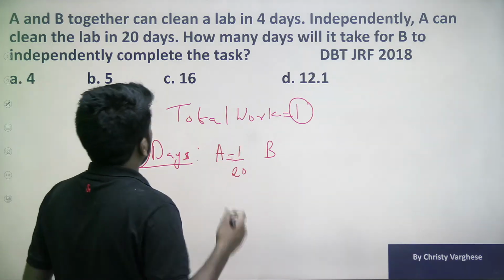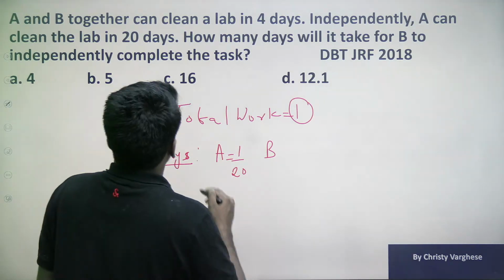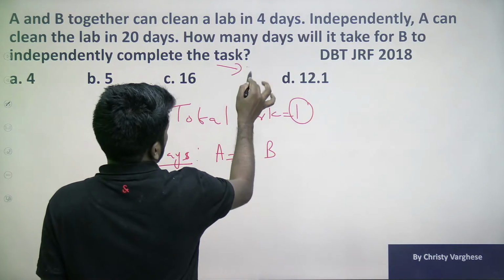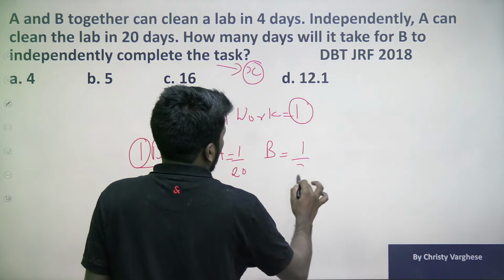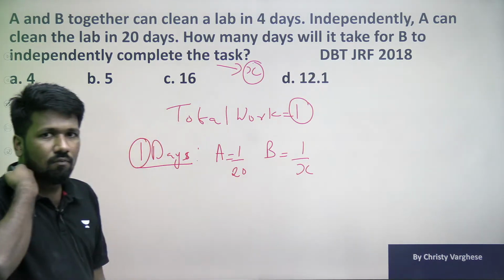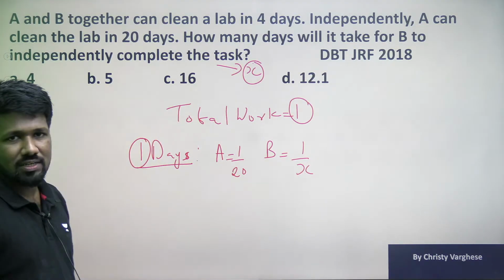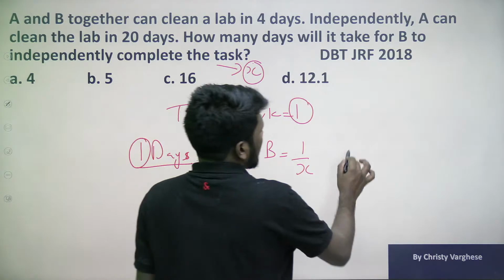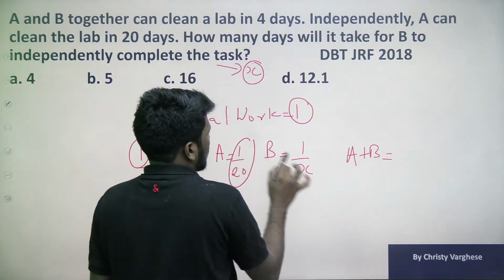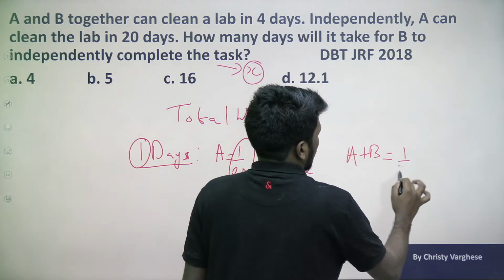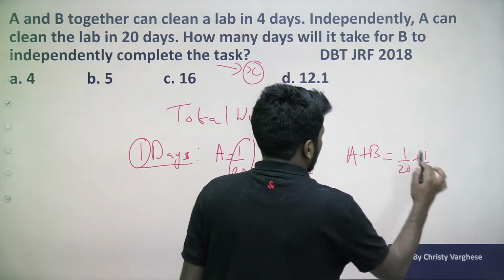And what about B? We don't know the days taken by B to complete the work. So let us assume X is the number of days B needs to complete the work. So 1 day work of B will be 1/X. That means A and B together, their 1 day work will be 1/20 plus 1/X. Are you all agreeing that it is 1/20 plus 1/X?